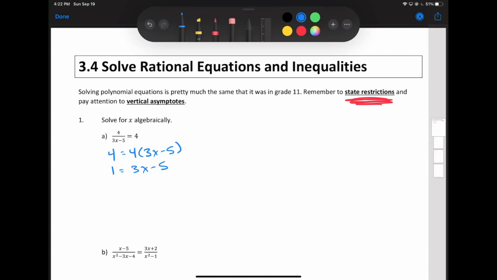I'll add 5 to both sides. And finally, I'll divide both sides by 3. By the way, when I did the division by 3, I also just flipped the sides so that I'm writing the x on the left, but I don't have to do that. Okay, so my answer then is x equals 2, but there is a restriction.